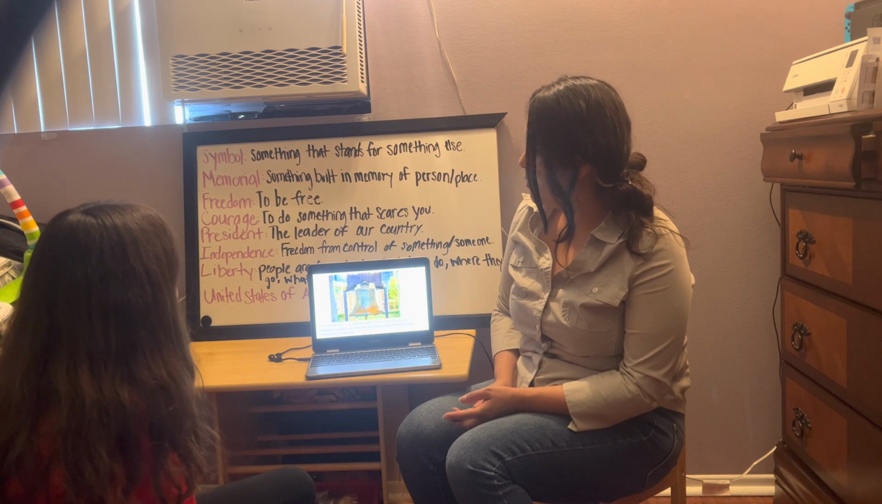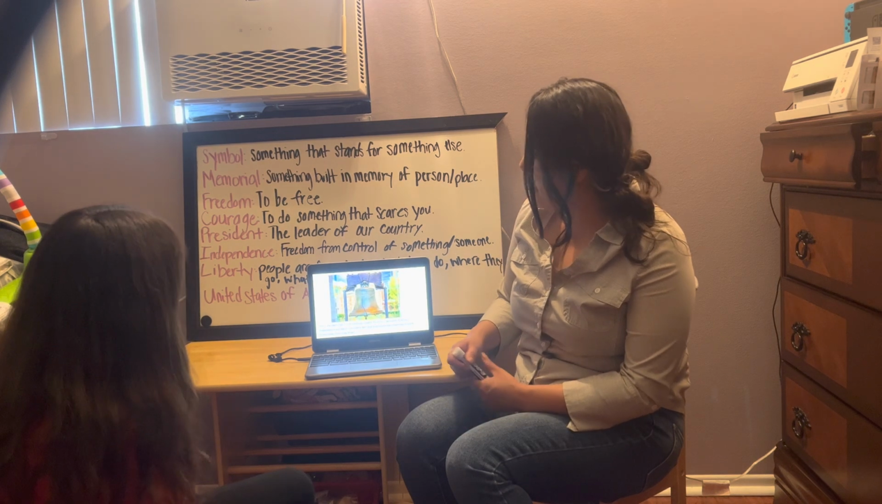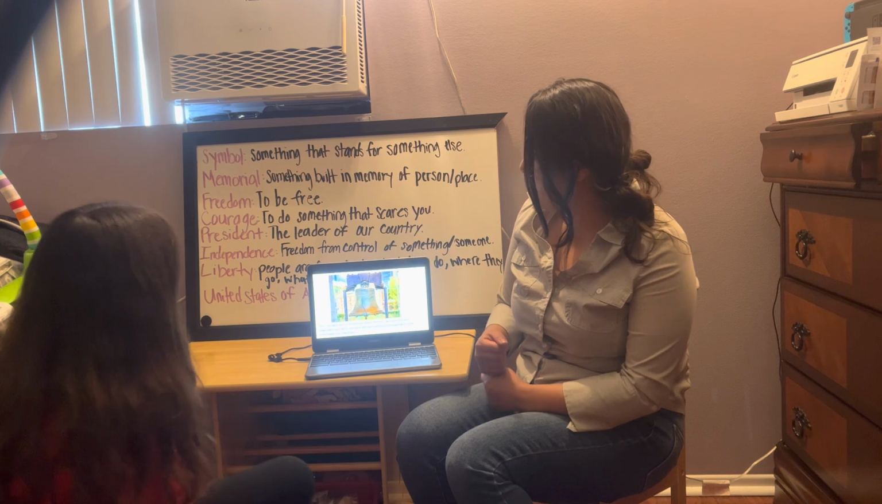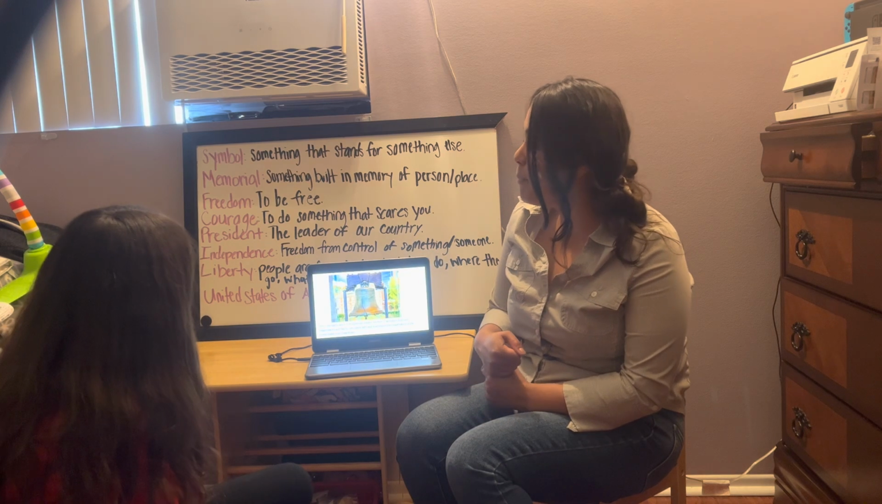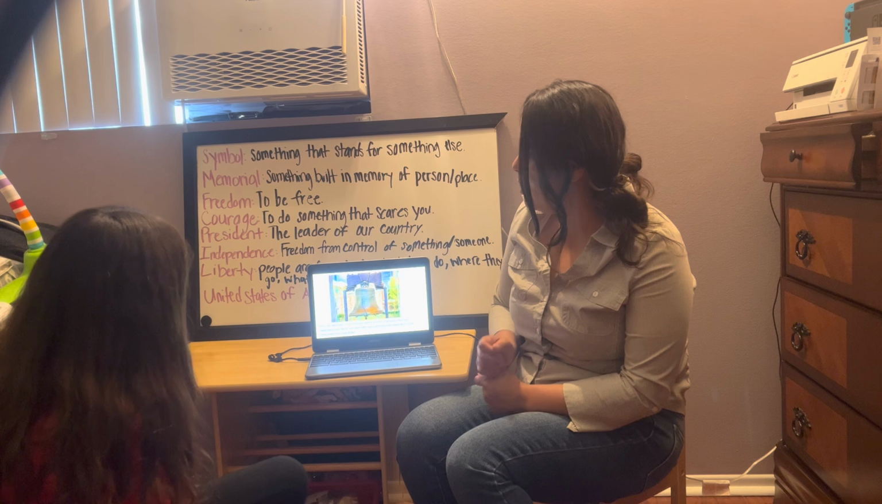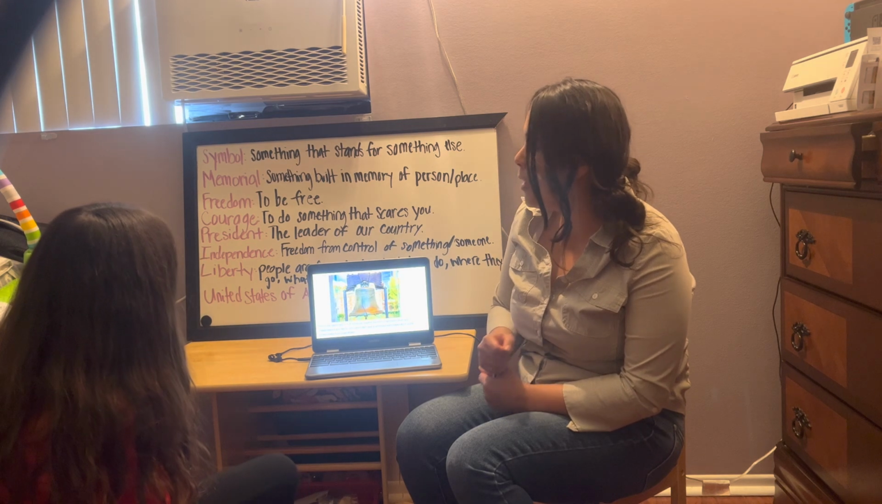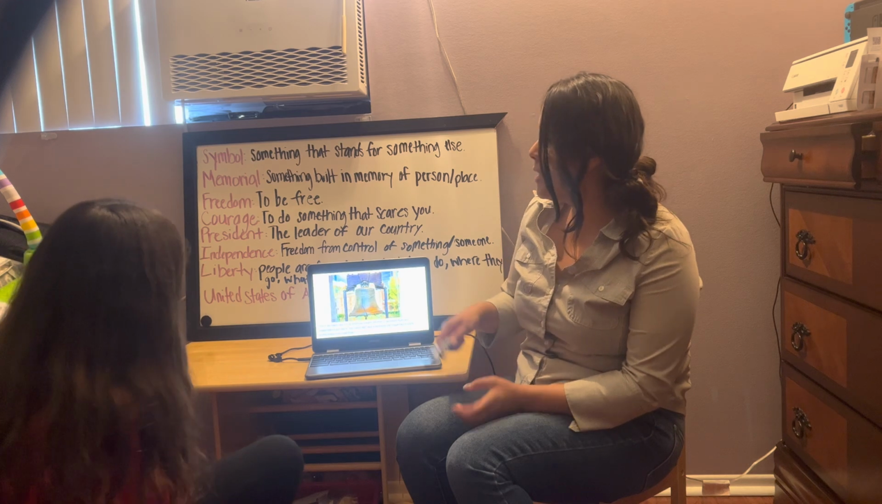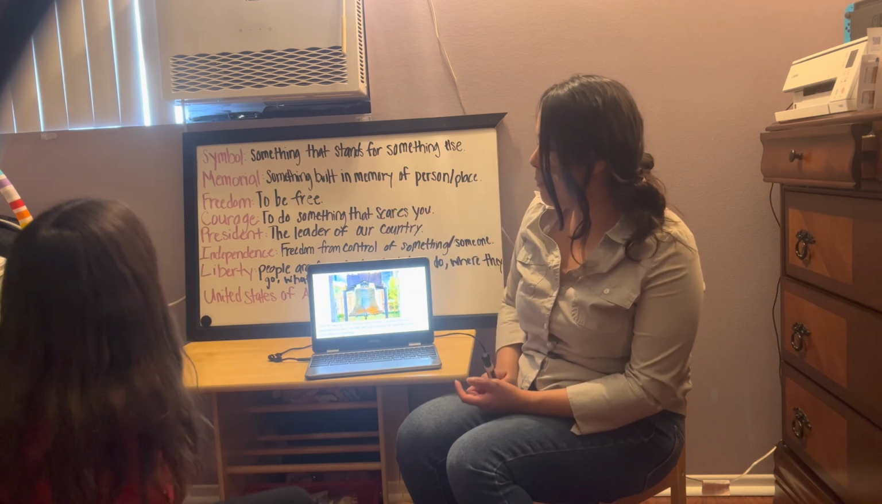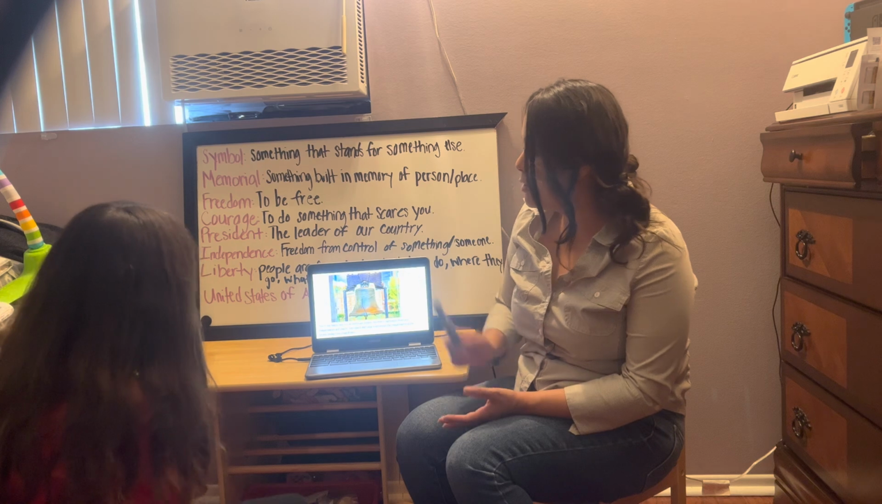It is the Liberty Bell. The Liberty Bell, very good. And this is also an American symbol because it represents America's independence and liberty. The Liberty Bell rang to announce the independence of the United States from Great Britain. So it represents independence, another one of our vocabulary words, and liberty, which is also there.